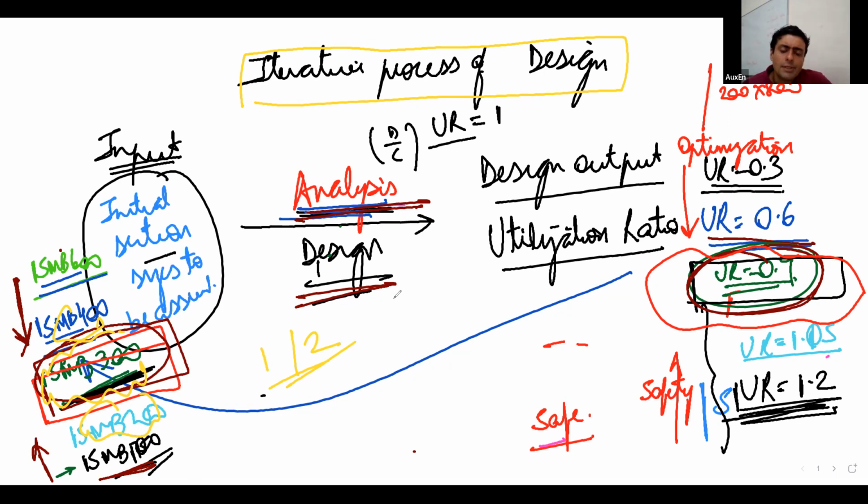An engineer who is not experienced may take 4 or 5 iterations to reach the optimum solution. So the only difference between an experienced person and a person who may not have that much experience is the number of iterations that may be required. Otherwise, everyone has to follow this iterative process of design. Do we get it?